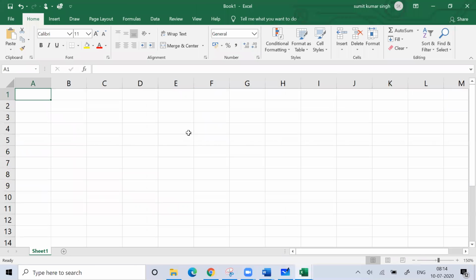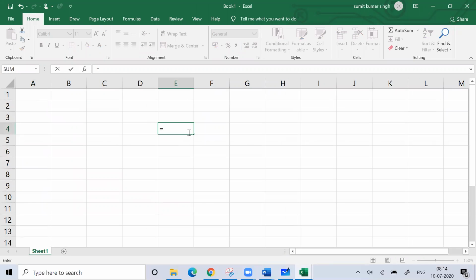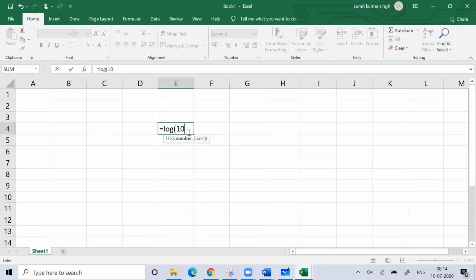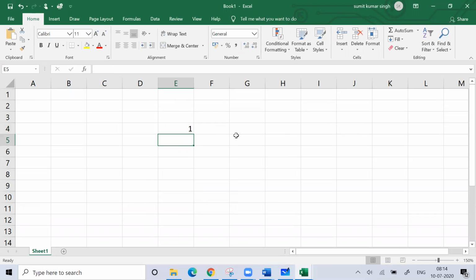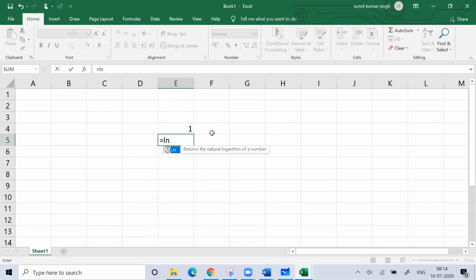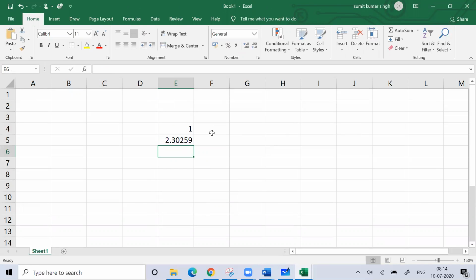So like here I show you log. If I write log, this is log base 10, so this will give you a value 1. Log 10 will give you value 1. While if I show you ln, which means natural logarithm, if I write 10, it will give you 2.303.